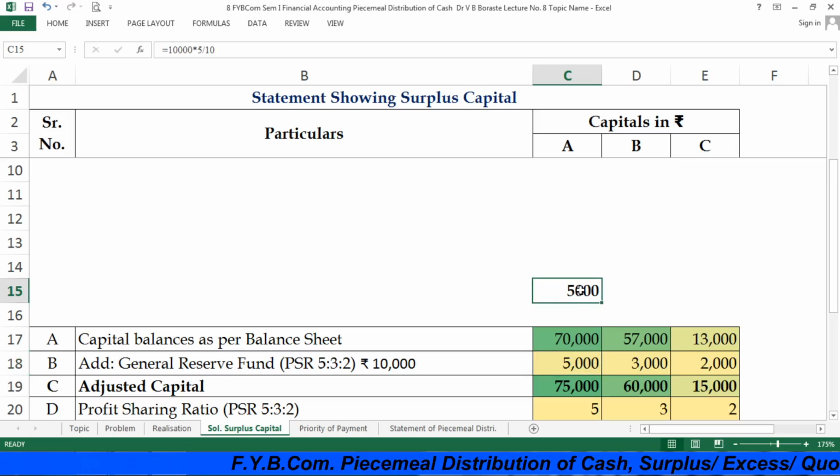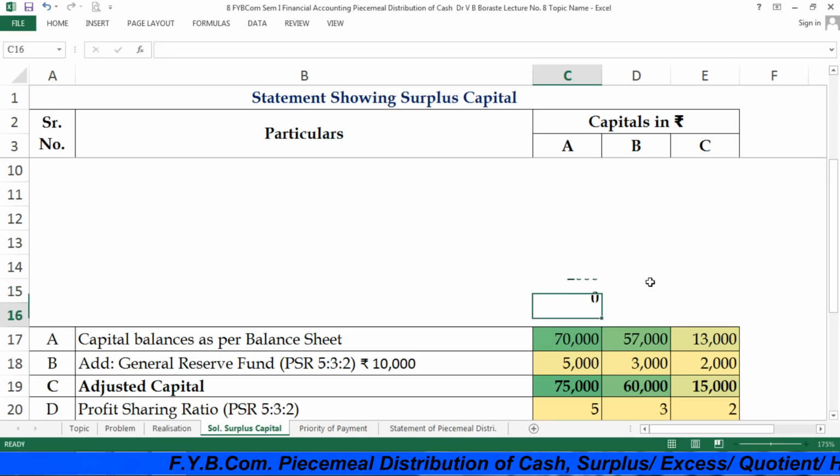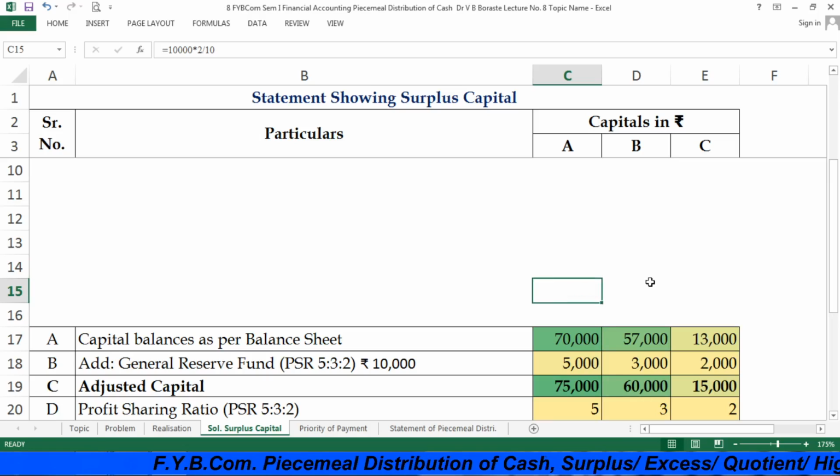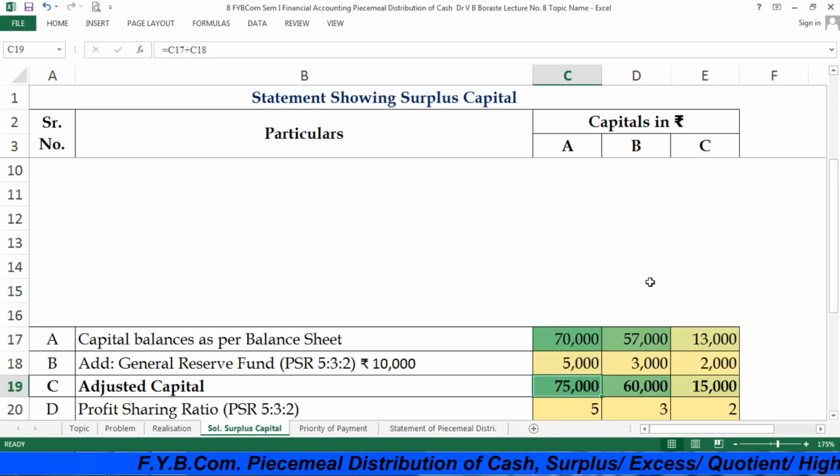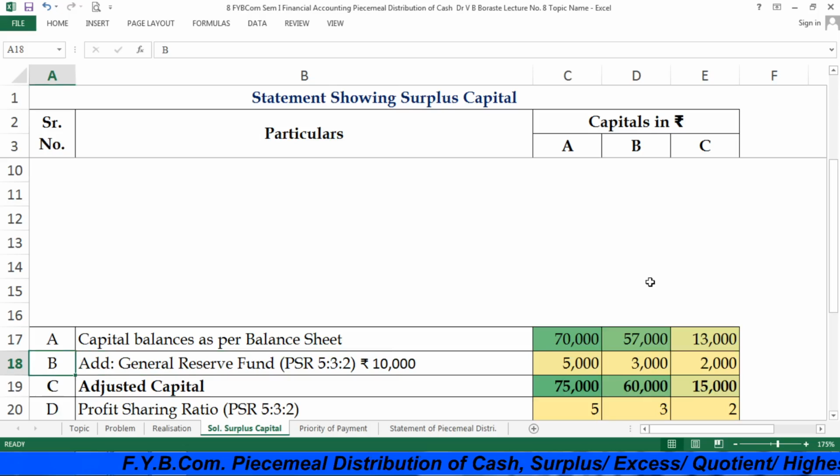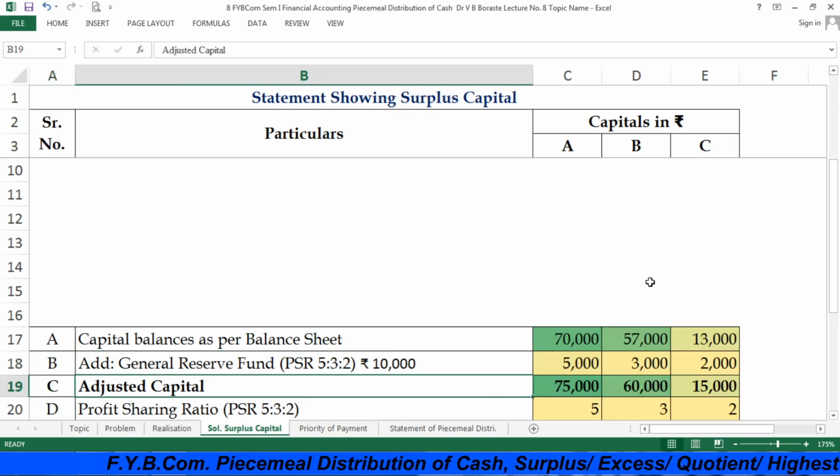Then the 3 part is given to Mr. B. So into 3 divided by 10 and into 2 divided by 10. The answers are 5,000, 3,000 and 2,000. You can use the calculator as it is allowed for your examination also. So we got the adjusted capital.